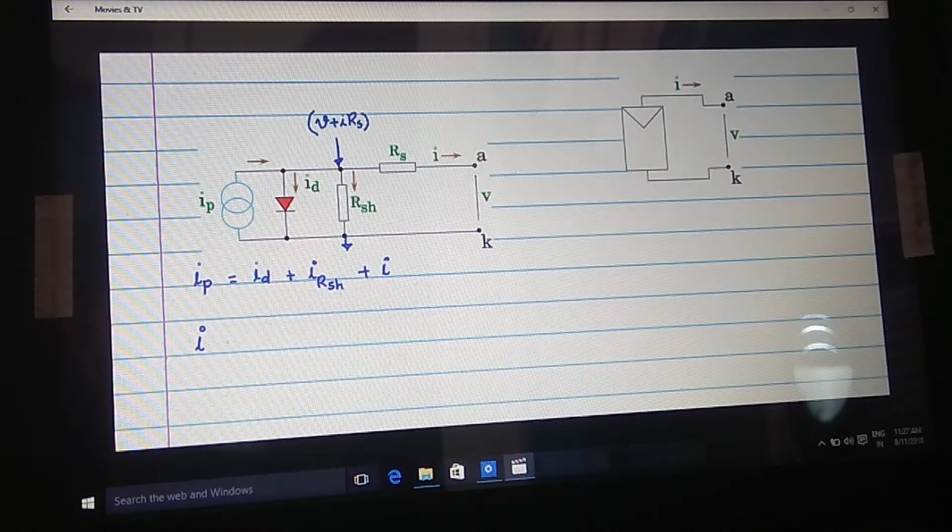Rearranging, we get the terminal current, which is IP minus the diode current ID minus the current flowing through R shunt, which I can write as V plus I into RS by R shunt.